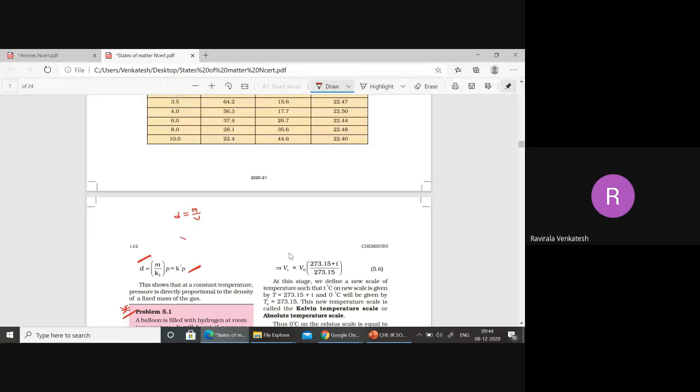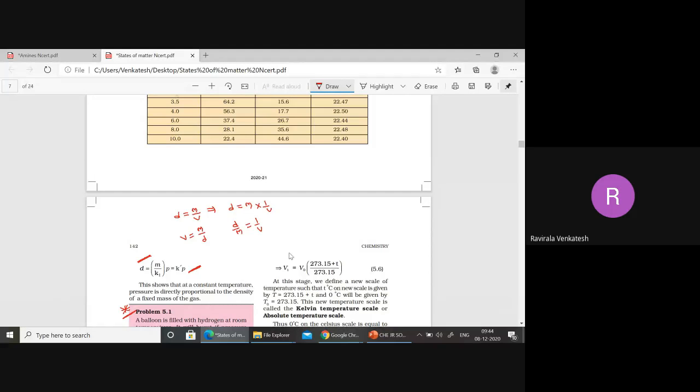Now in place of V, we are getting mass by density. Otherwise, you can take it like this also: density is equal to mass into 1 by V. Shall I write like this? Now send this mass here: D by M is equal to 1 by V.